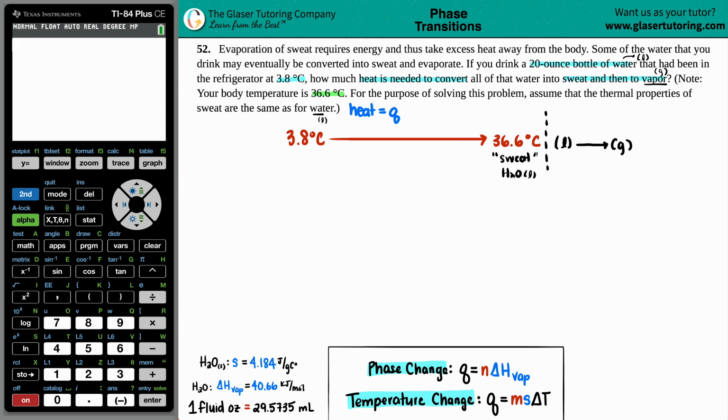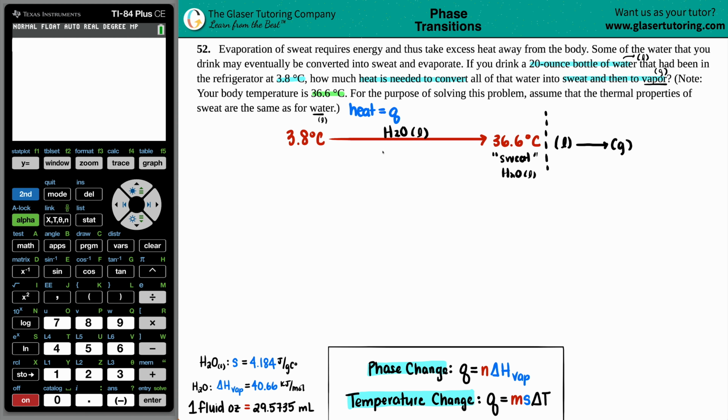Now, it seems like we have two things to do. We have to get that energy, or the heat, to go from 3.8 degrees Celsius to 36.6 degrees Celsius. All the while, this will be H2O in a liquid form, since we didn't reach 100 degrees Celsius or 0 degrees Celsius, which are the two important temperatures for water. It's all going to be a liquid here. And then we just have a phase change.